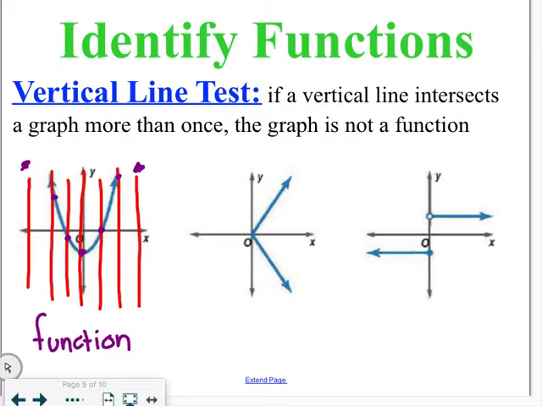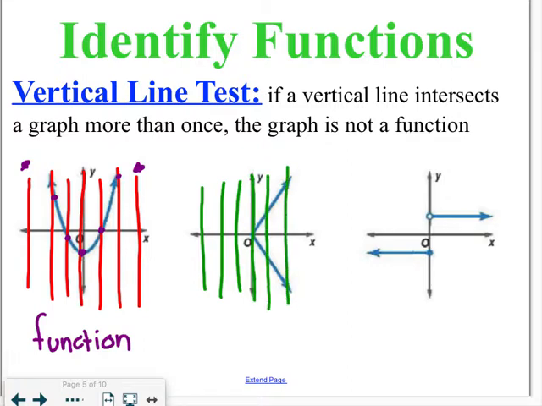If I draw in those vertical lines onto my second graph, the first 3 lines are fine because they don't get hit. This 4th line is also okay because it only gets hit once. The next line is not okay because the vertical line is touched by two different places on the graph. So this is an example of a relation that is not a function. It gets hit twice on this same vertical line.